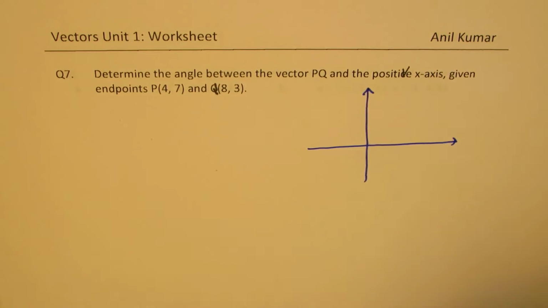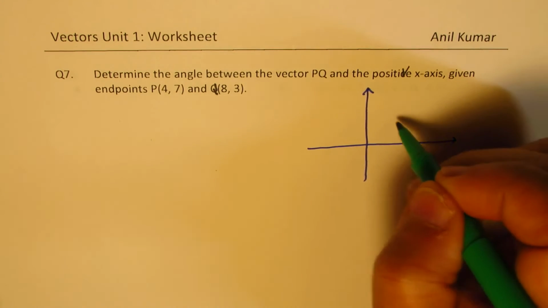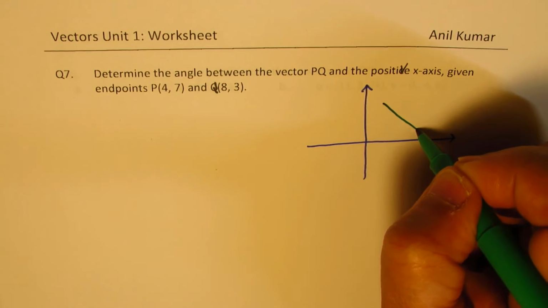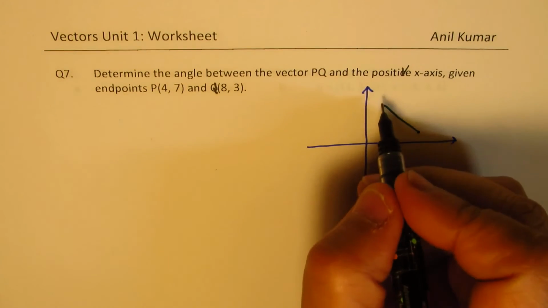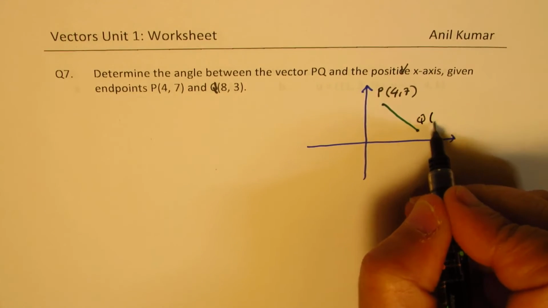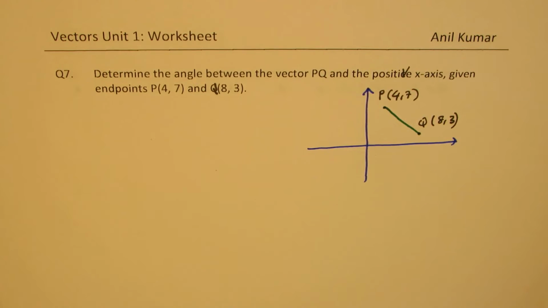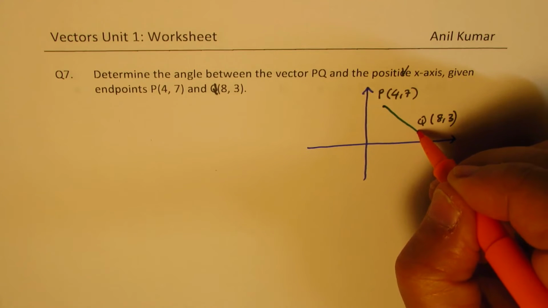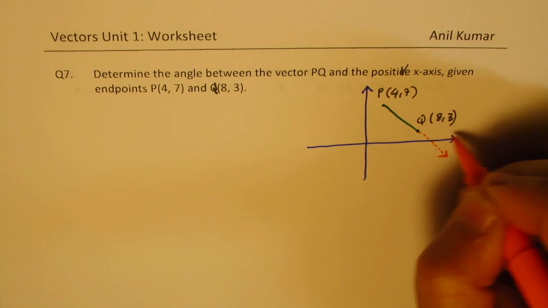As you can see, 4, 7 and 8, 3 is a line which is coming downwards. So we have this point P, which is 4, 7, and the point Q, which is 8, 3. We need to determine the angle between the vector PQ and the positive x-axis. Well, think like this: you have to extend this to give you the angle.